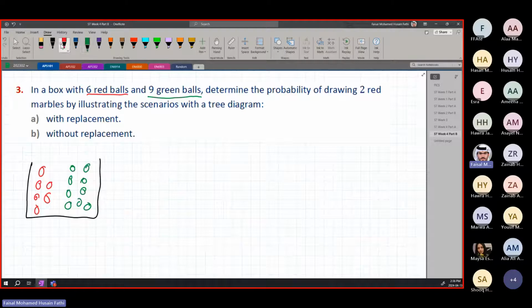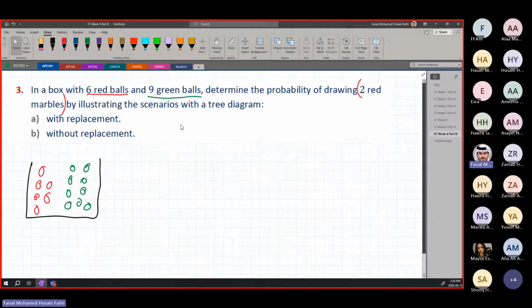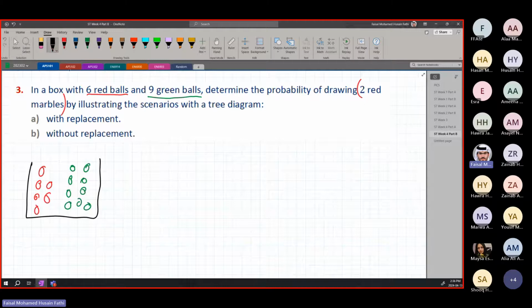Determine the probability of drawing 2 red marbles. Okay, so we want 2 red marbles. Then, illustrating the scenarios with a tree diagram. I'm not going to do the tree diagram. I'm just going to explain the concept with replacement. So first things first, when it says with replacement, this means independent.